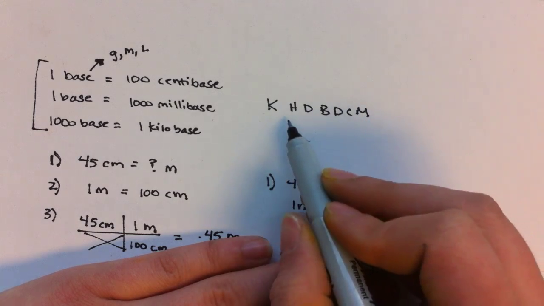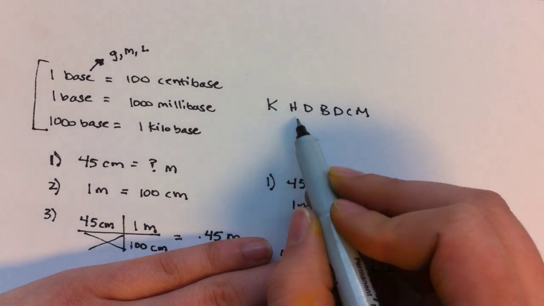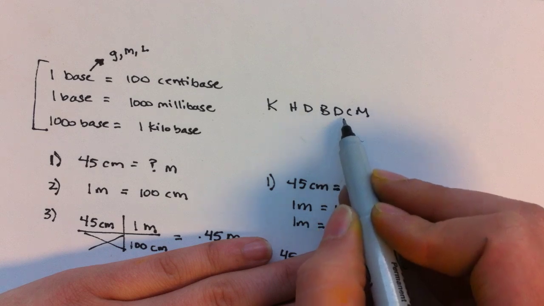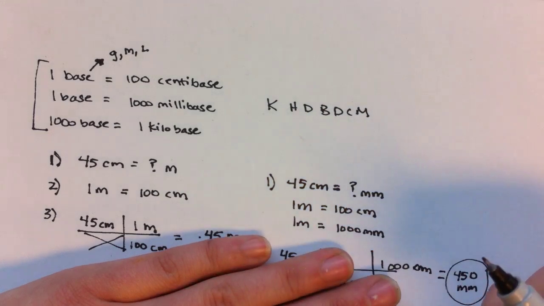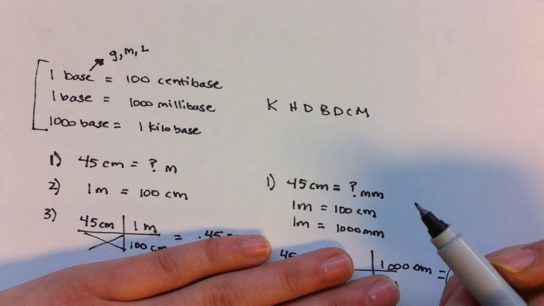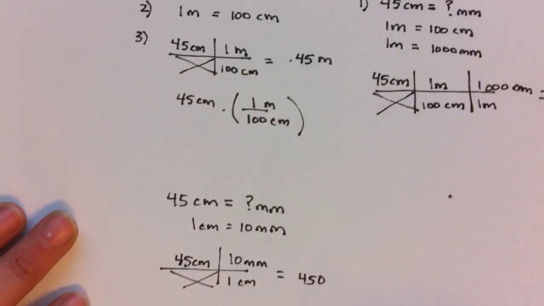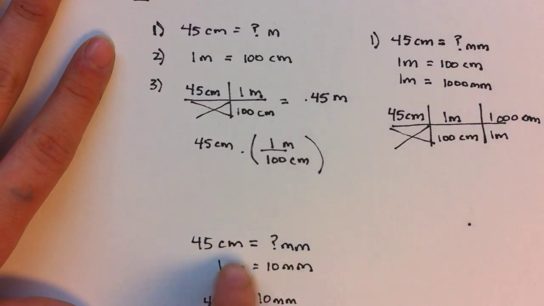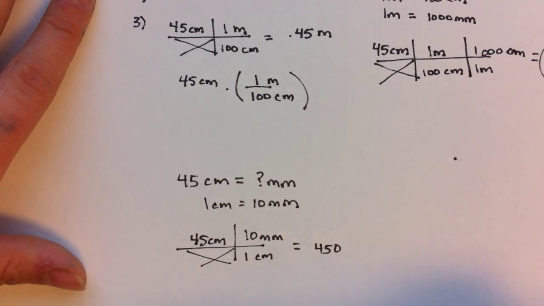Okay, or if we ask kilometers to millimeters, you would do 1, 2, 3, 4, 5, 6. You're going to end up with 6 zeros. Okay, so that is dimensional analysis.